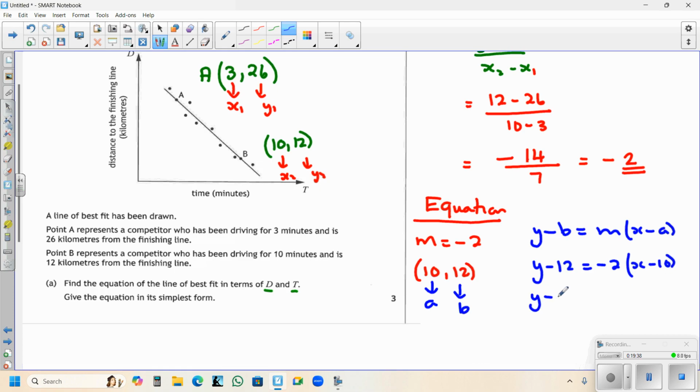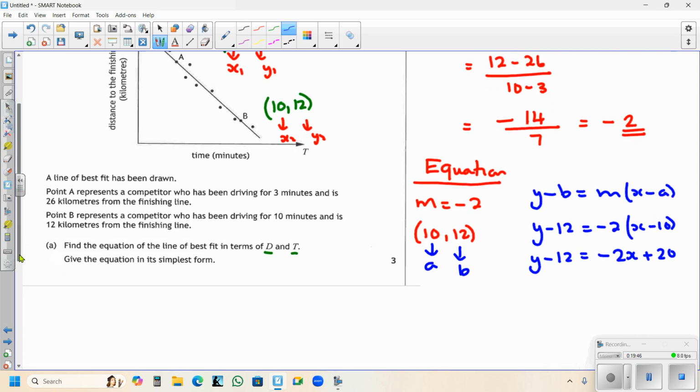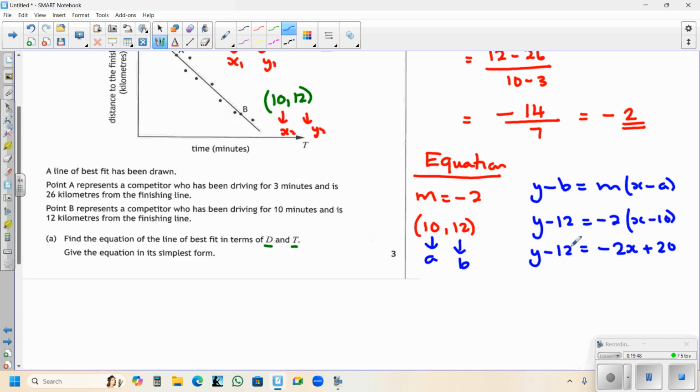We'll multiply out the bracket, so y minus 12 is negative 2x. Negative 2 times negative 10 is plus 20. Now I want to tidy this up. I don't like that take away 12. I've got to undo it, so I do the opposite. So I'm going to add 12. I've got to be fair, so I add 12 to both sides. And when I do that, I get y is equal to negative 2x, 20 plus 12 is 32.